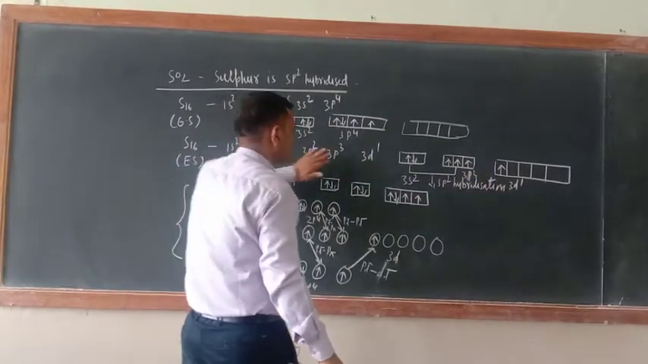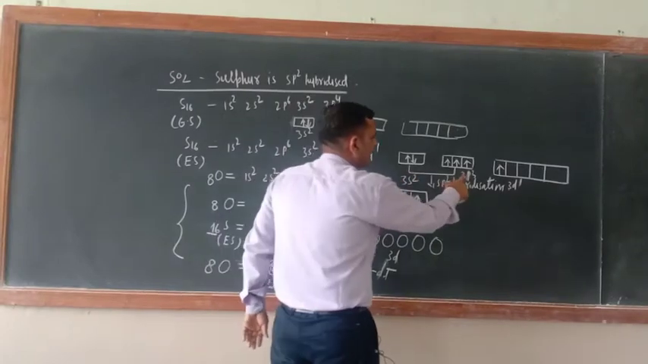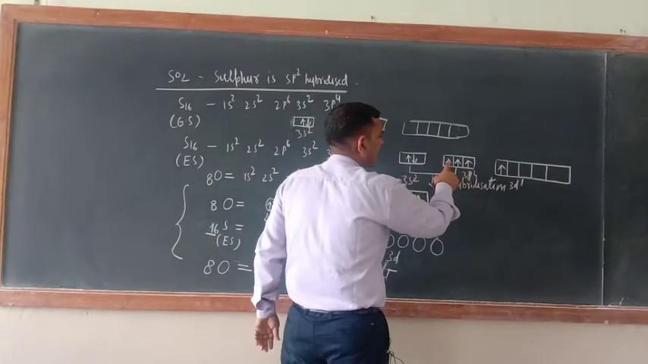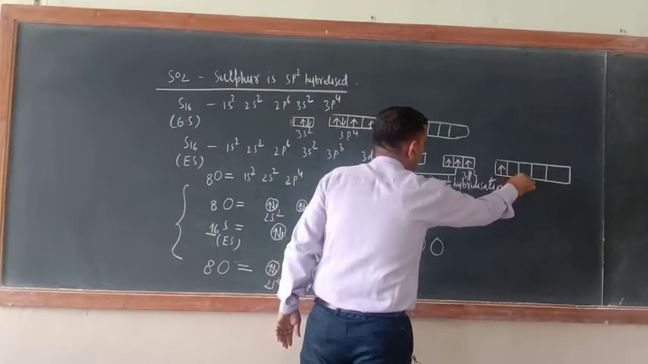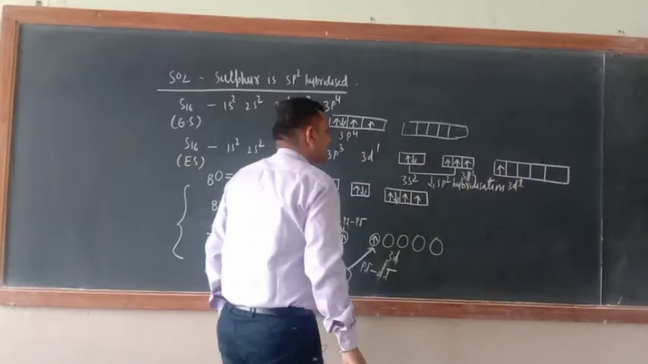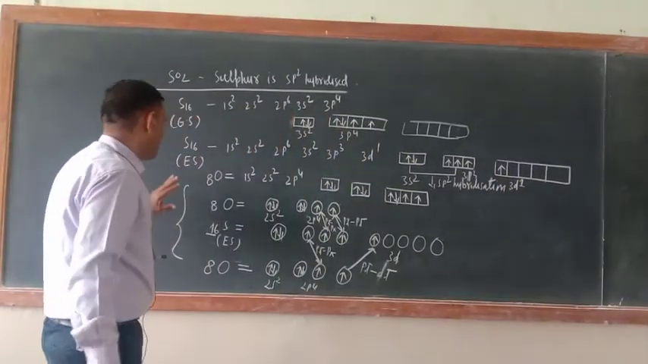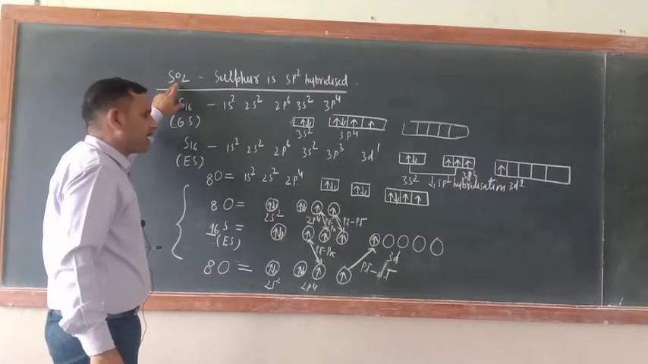Just see, I made this one. Here I wrote 3s2, here 3p3. One electron of this one will go here in 3d1. This is sp2 hybridization. And now just see, who is the overlapping atom here?